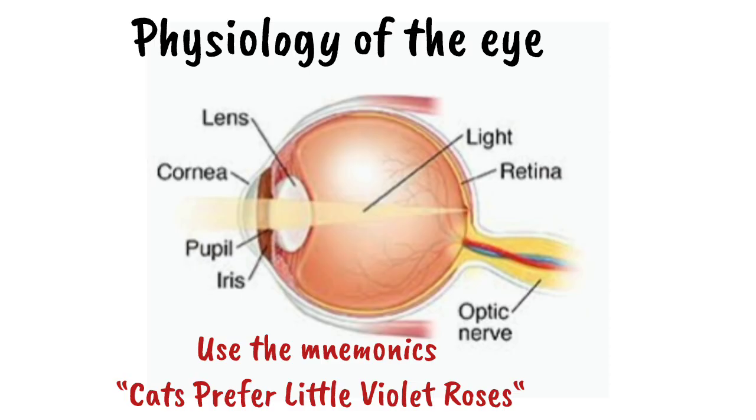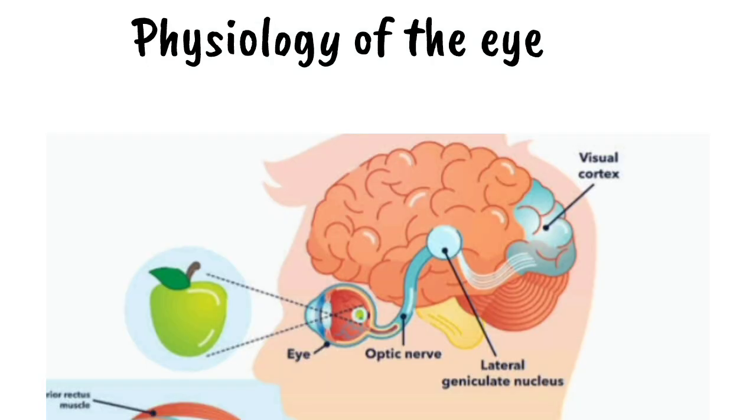Now, once light is absorbed, these photoreceptors convert it into electrical signals, which I've talked about in the beginning of this video. Now, these signals are passed through a network of bipolar cells and ganglion cells, and then they exit the eye via the optic nerve.